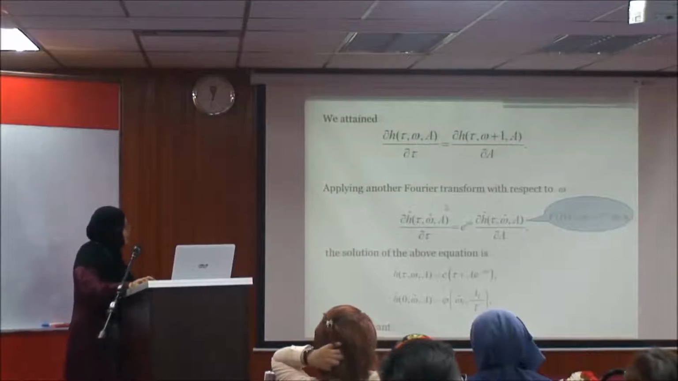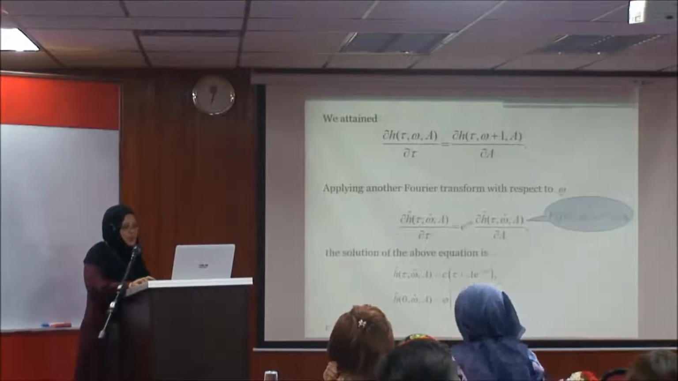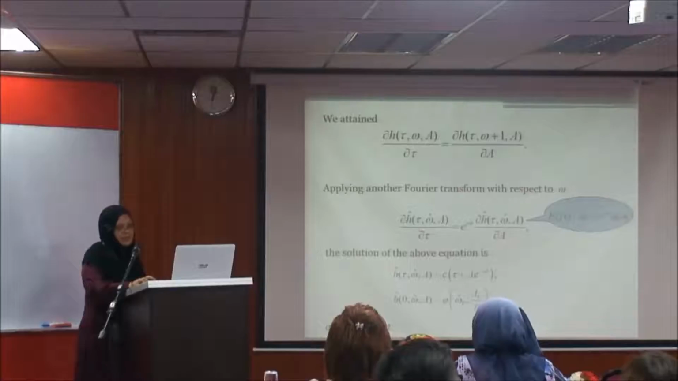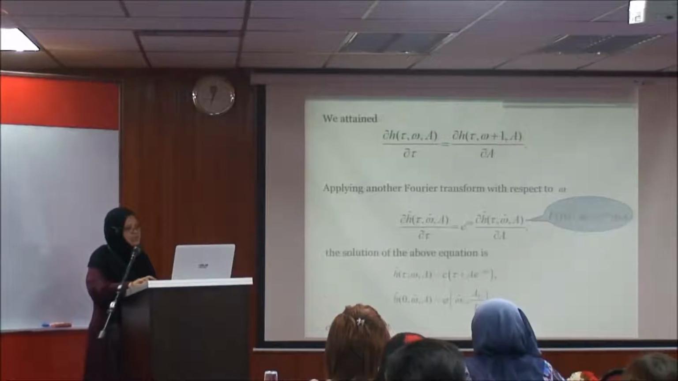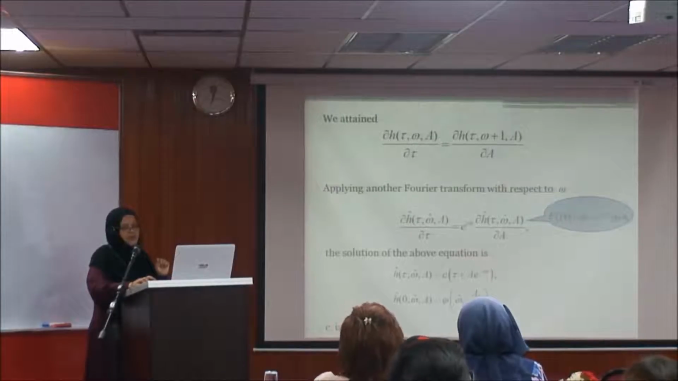Now applying another Fourier transform with respect to omega only, omega, this one and this one. So this is what you're going to get. Don't worry about the tau or the a, because our transformation is with respect to omega. You might ask me, why is this one still the same? Because this one is del h del tau and del h del a, so it doesn't make any difference except for this omega plus 1. So this is what I'm using.